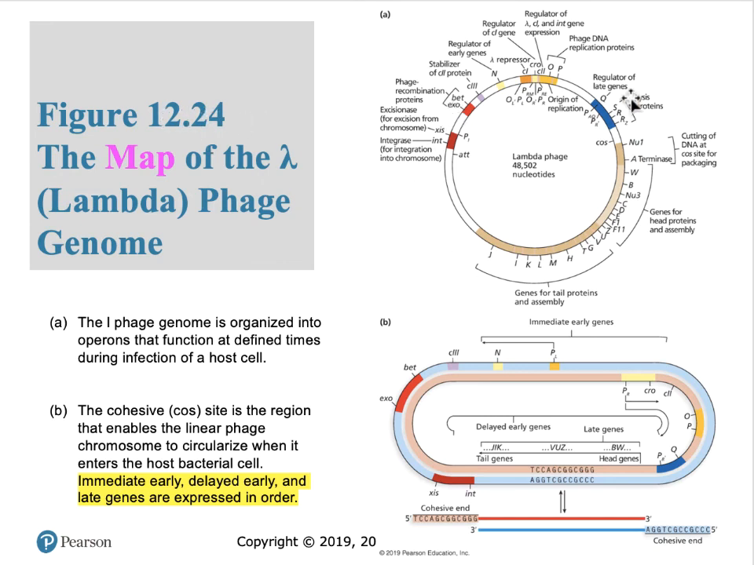Figure 12.24 shows the arrangement of the genes along the circularized chromosome of phage Lambda. So the genome is organized into operons that function at defined times during the infection of the host. The cohesive ends, which I believe are here, will come together to form a circle of DNA once it enters the bacteria. And then there's a race to transcribe different genes. And that race is ultimately won by the prevailing conditions within the bacterial cell. If the bacteria is healthy, then one pathway will be followed, it wins. And if the bacteria are stressed, an alternative pathway will be followed, and that will then lead to lysogeny. So the activation of these early genes is broken up into two categories: immediate early and delayed early. And then we have the late genes, and they're expressed in the order depending on the conditions.